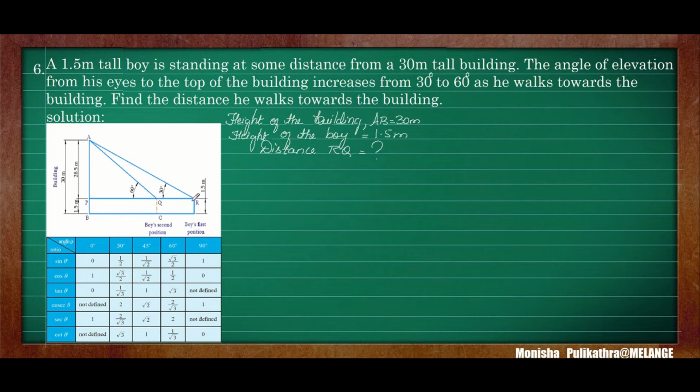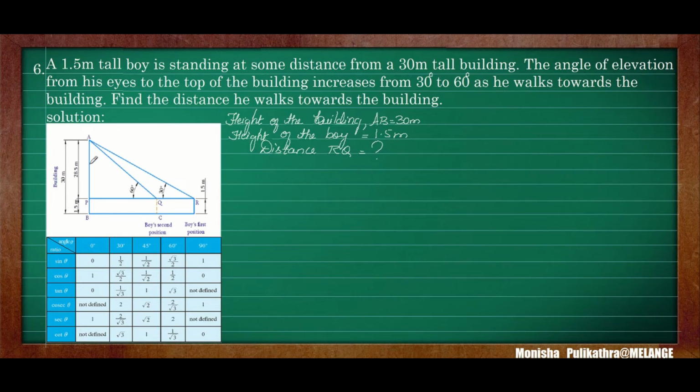The boy moves from this R position to Q position, whereas his line of sight changes, angle of elevation changes from 30 degree to 60 degree as he looks up to the top of the building. So as the boy's initial position was R, he moves from R to Q, and in his journey he was seeing the top of the building. So the angle of elevation of his eyes changed from 30 degree to 60 degree. Here we need to find out what is the distance traveled by the boy, that is RQ. So height of the building is 30 meter, height of the boy is 1.5, and the distance RQ we need to find out. So how much distance the boy traveled so that the angle of elevation changed from 30 degree to 60 degree. This is the thing we need to find out.